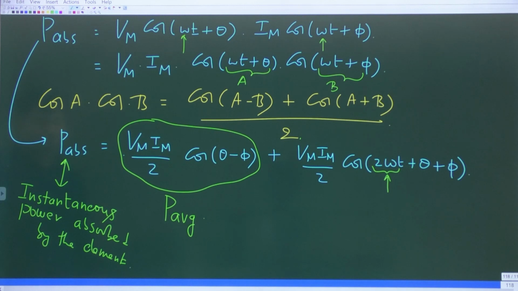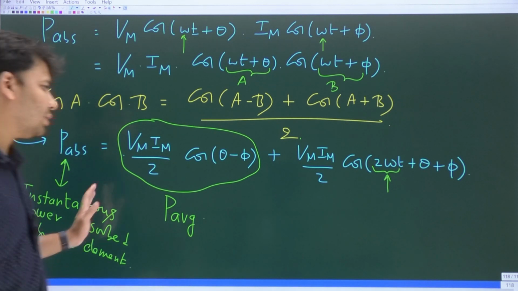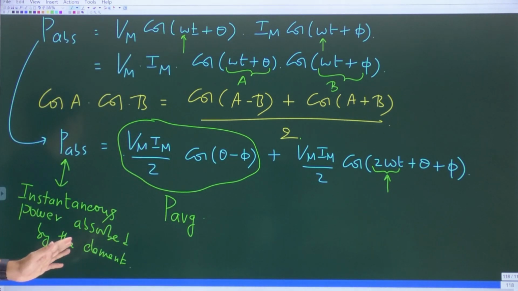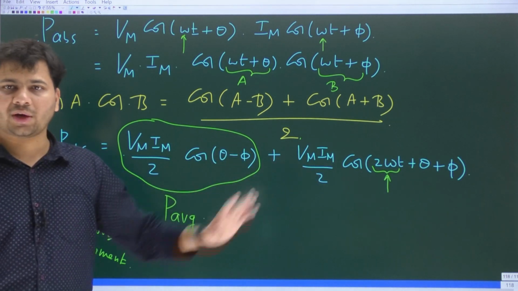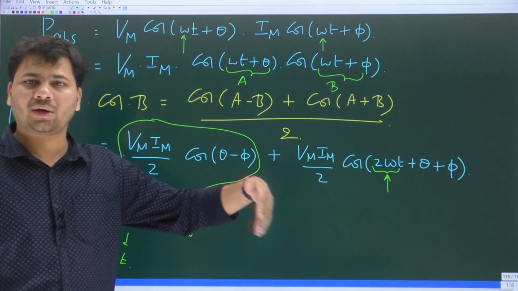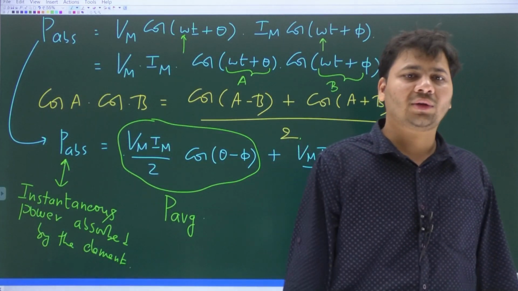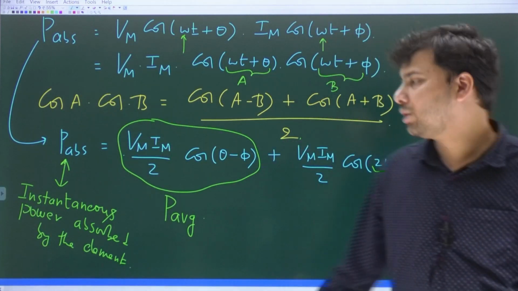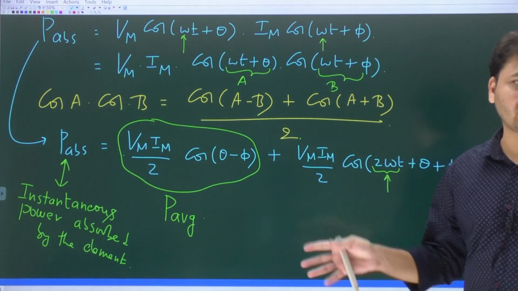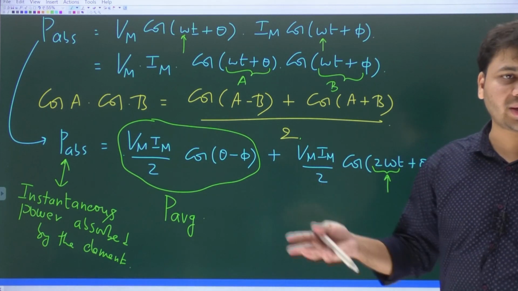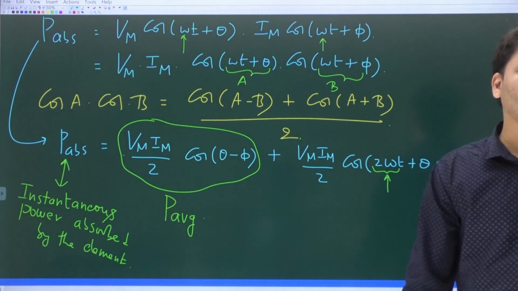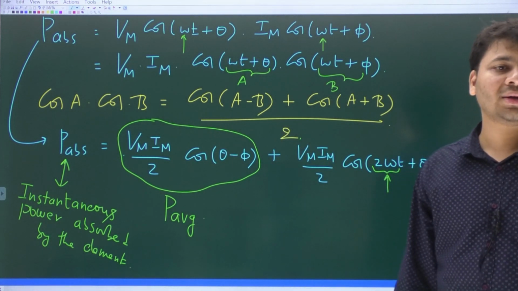Instantaneous power absorbed by the element. First of all, this instantaneous power absorbed by the element is a function of time. So in place of small t, if you put 1 second, you will get the exact value of the power absorbed at 1 second. If you put 5 seconds, or 10 seconds, you will get the exact value of the power absorbed by the element at 10 seconds.